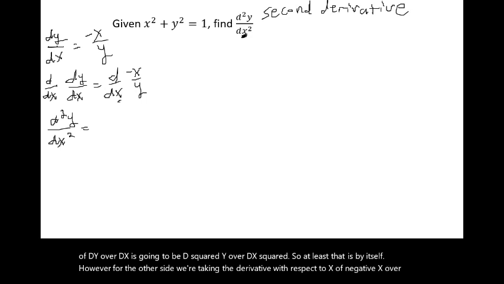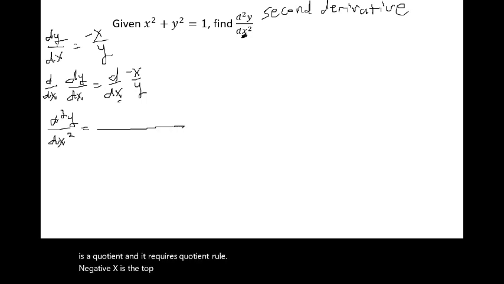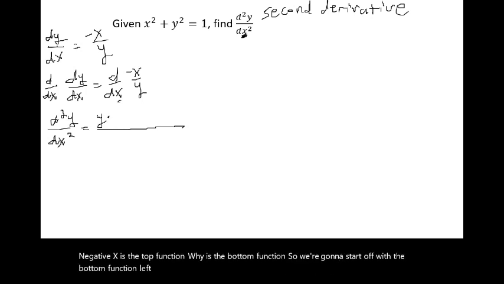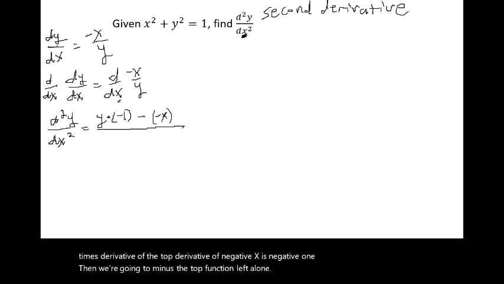This is a quotient, and it requires a quotient rule. Negative x is the top function, y is the bottom function. So we're going to start off with the bottom function left alone, times the derivative of the top. The derivative of negative x is negative 1. Then we're going to minus the top function left alone, times the derivative of the bottom.